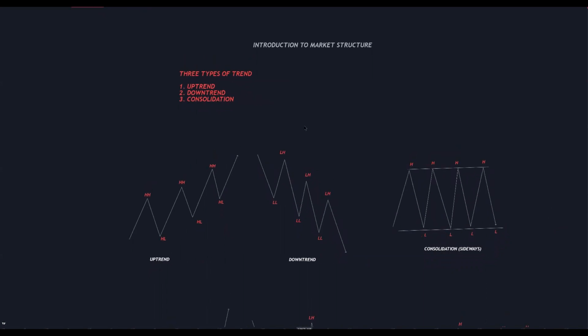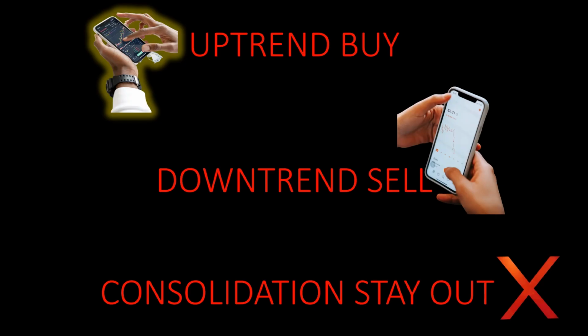So today I shall be briefly talking about market structure, a quick introduction to market structure. We have three types of trend: the uptrend, the downtrend, and the consolidation market. In an uptrend, what is expected is only buys, while in a downtrend, it's only sells. In a consolidation market, we do nothing.